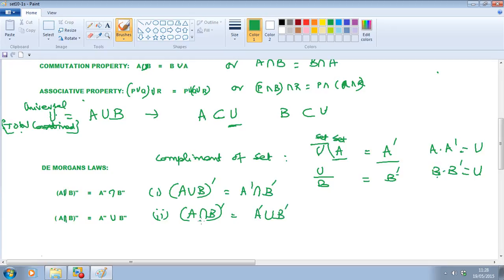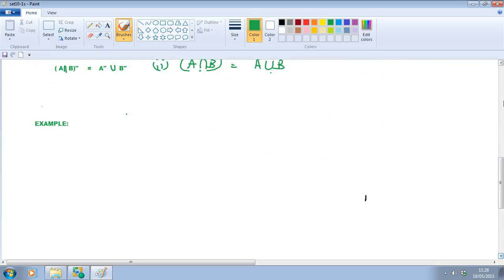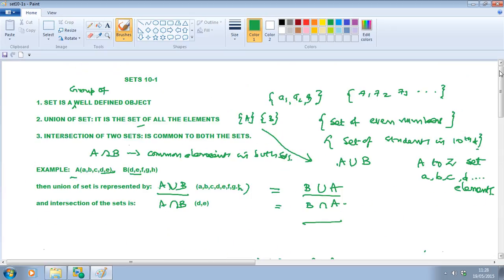You see the sign changes, and here A dash. This is De Morgan's law. In this lesson we are just trying to get familiar with the fundamentals of sets. We'll be working out more problems in the next lesson. So what is a set?